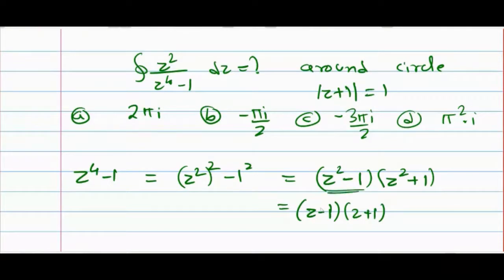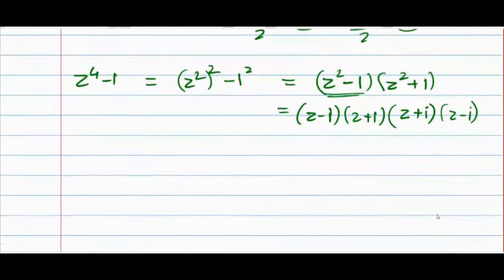Because of this we get these two terms, and because of z square plus 1 we get two terms: z plus i, z minus i. So these are the factors of z raised to power 4 minus 1. I hope you know the formula: a square minus b square is a minus b, a plus b. Okay, so in total we have 4 points. First point: z minus 1 equal to 0, that means z equal to 1. Second point: z plus 1 equal to 0, that means z equal to minus 1. Third point: z plus i equal to 0, that means z equal to minus i. Fourth point: z minus i equal to 0, that means z equal to i.